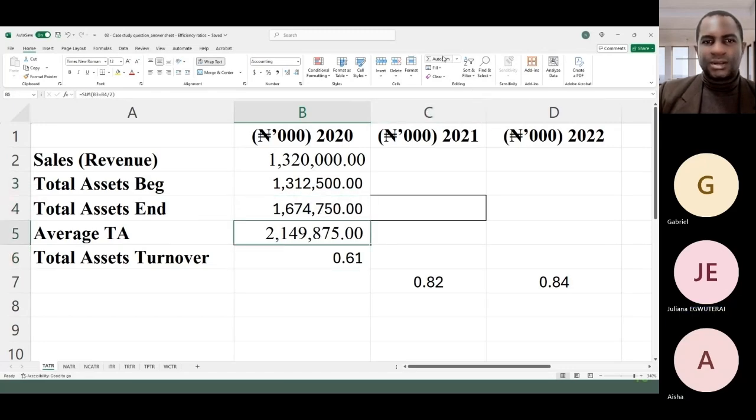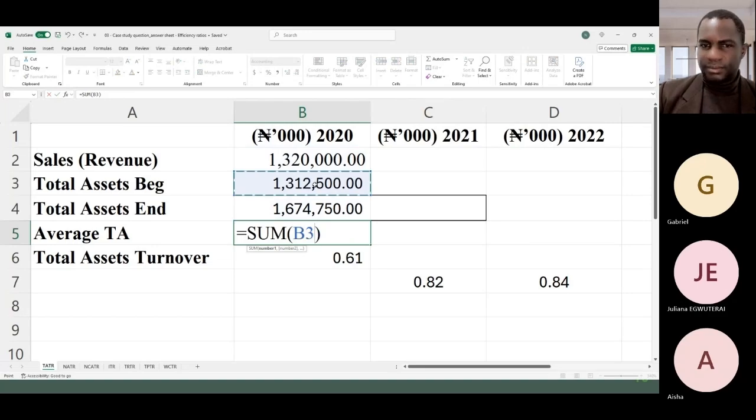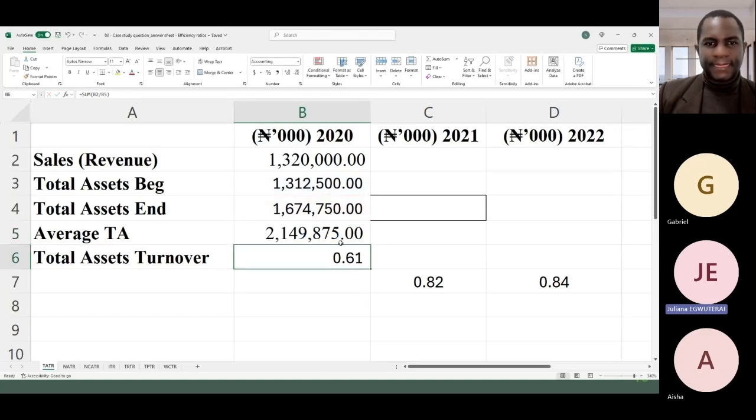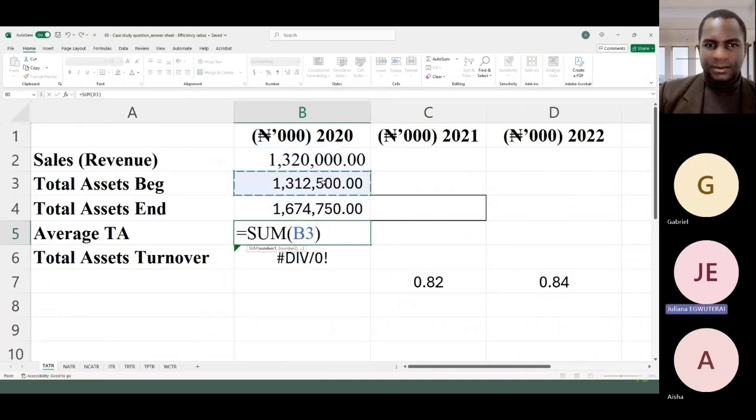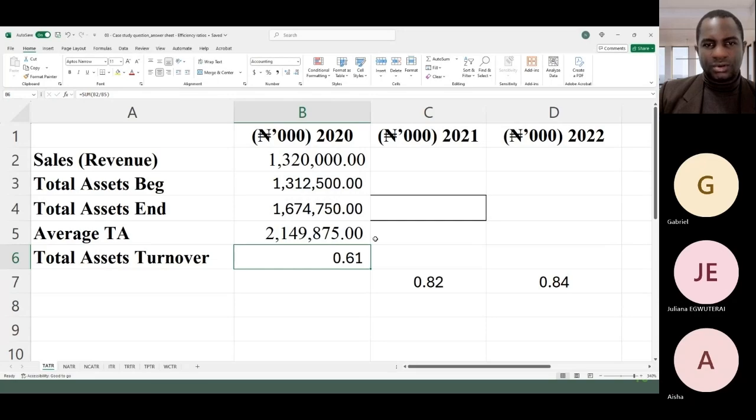So let me recalculate. So this plus this. Average is supposed to be 1493625. Okay, so this plus this. Yours is 0.88. Yes, okay, that's my... Okay, divided by 2. That means my formula is giving me something wrong entirely.